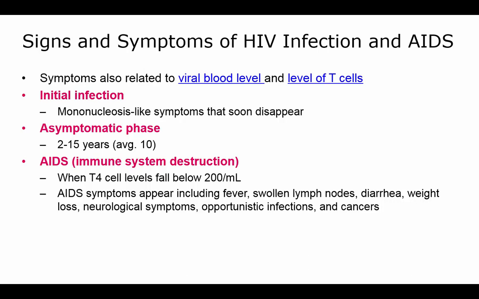The symptoms are related to how much virus is in your blood and the level of your T cells. When you're initially infected, you may have mono-like symptoms that don't last very long, and then you're most often asymptomatic for around 10 years. When the T cell levels fall below 200 per milliliter, that's when you have AIDS and the immune system is destroyed. Fever, swollen lymph nodes, diarrhea, weight loss, neurological symptoms, opportunistic infections, and cancers are seen here.